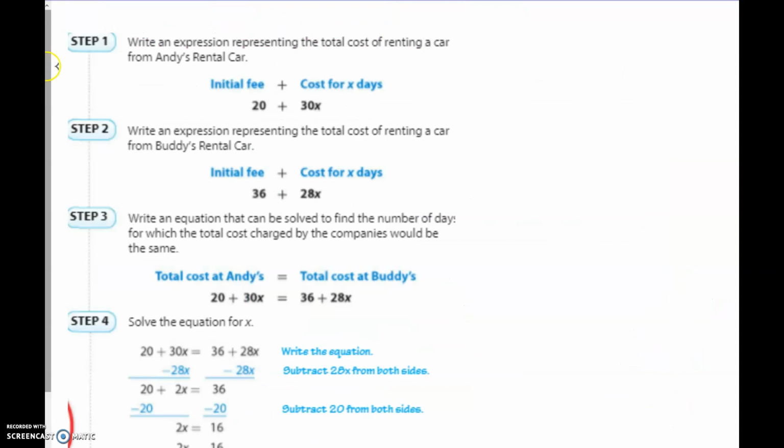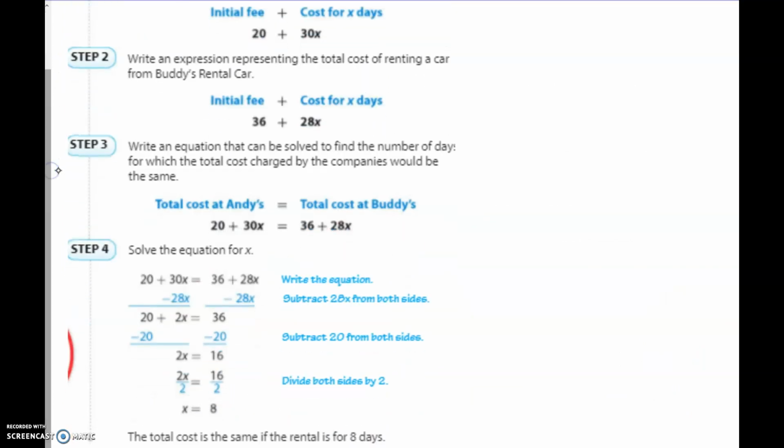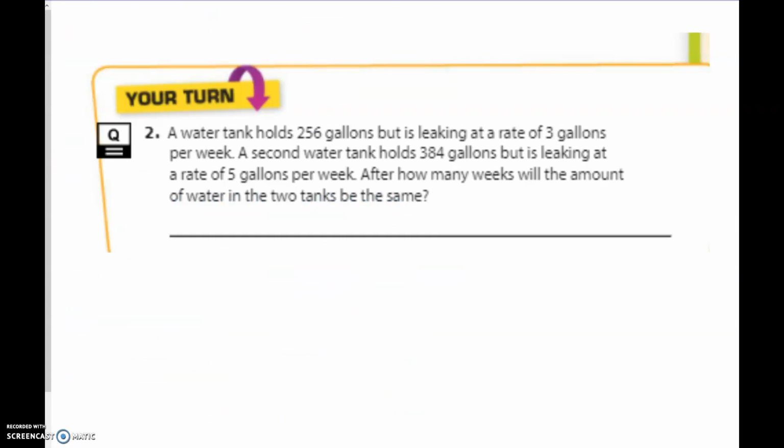All right, so then this is them going through and explaining all of that, and that's exactly what we just got. All right, so now another problem.